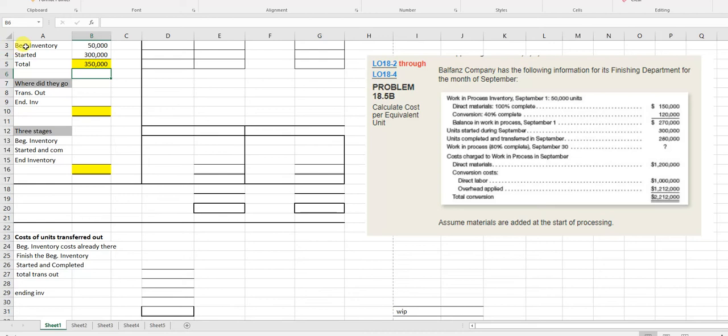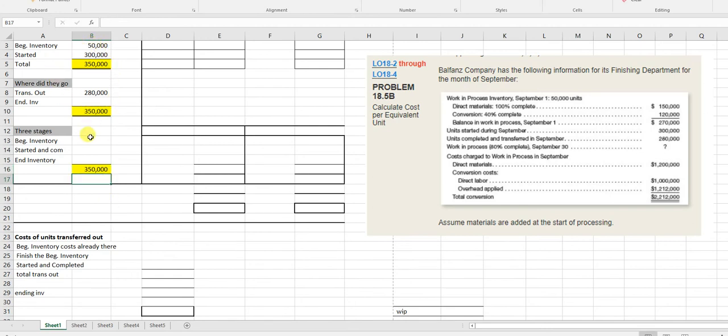You will always be given three of those four numbers: beginning inventory, started, transferred out, and ending inventory. Some students get the numbers in the wrong place. It's just, quite frankly, a matter of reading the words and putting the words where the words say they should go. So these are started during September, so I put them in started. Units completed and transferred in September, so I must have transferred them out from work in process to finished goods. I know that this is 350,000, and I know that this will also be 350,000.